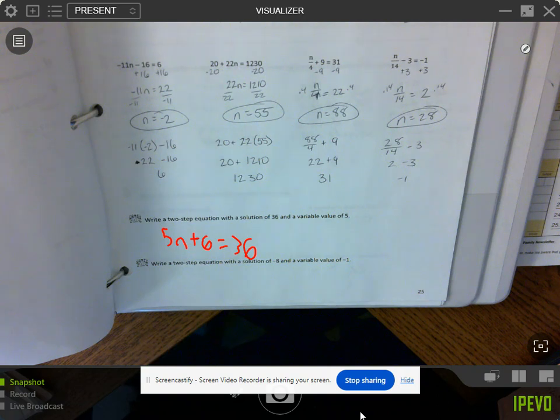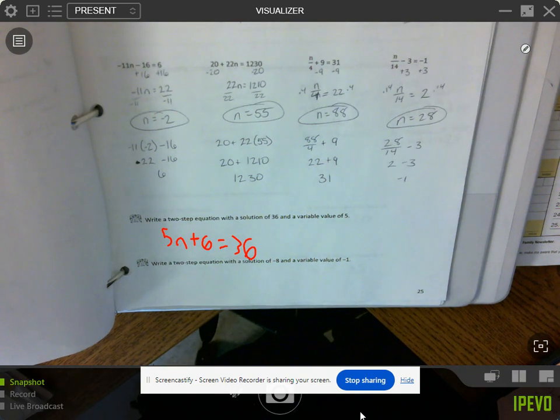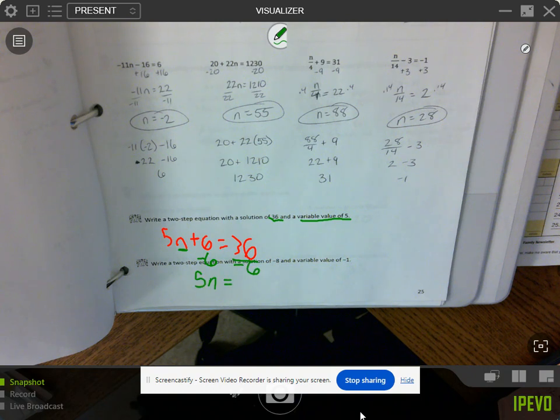Okay, so the way this is supposed to work, and there might be stuff like this on the test, so we need to understand how this works. It's got the solution of 36, it needs a variable value of 5. So when I work it all out, that n needs to equal 5. So if I do minus 6, I have 5n equals 30. So then I divide by 5, and I have n equals 6, not 5.